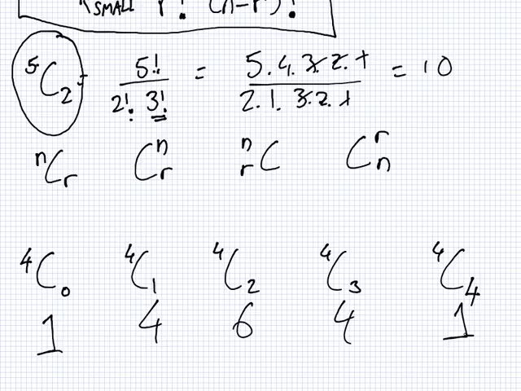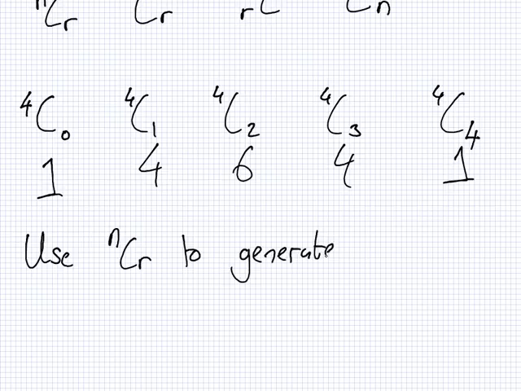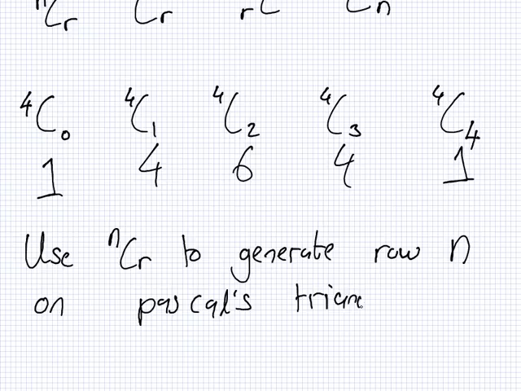So actually, you now have a way to calculate the row without needing the previous rows. You can just go straight to the answer. So in other words, you can use nCr to generate row n on Pascal's triangle. So this will be useful as a way to expand, and I'll show you with a simple example to start with.